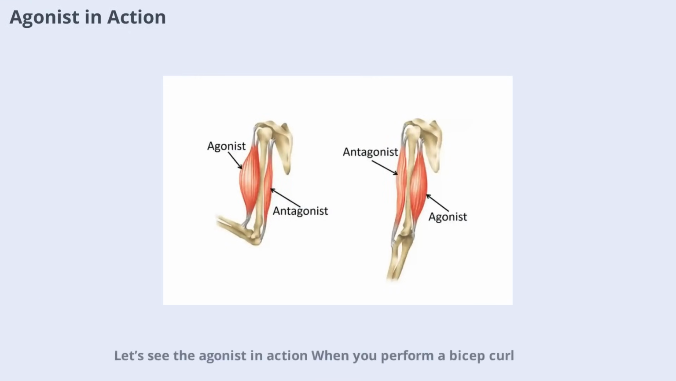See the agonist in action. When you perform a bicep curl, your biceps brachii contracts to lift your forearm. This muscle is the driving force behind the movement, working efficiently to overcome resistance. The concept of the agonist is central to understanding how targeted exercises strengthen specific muscles and improve functional movement.